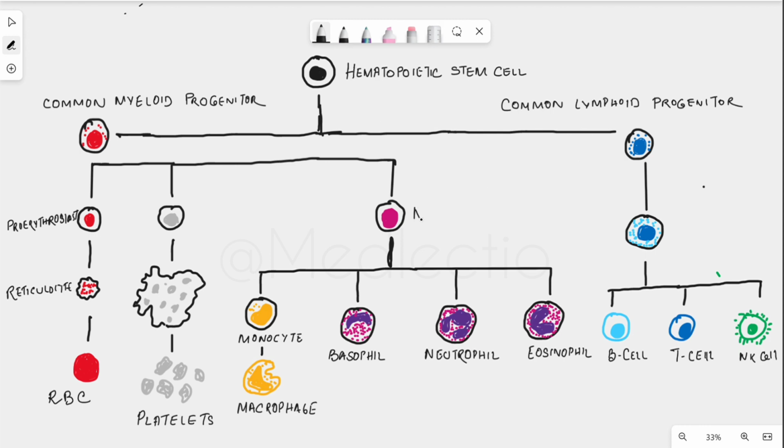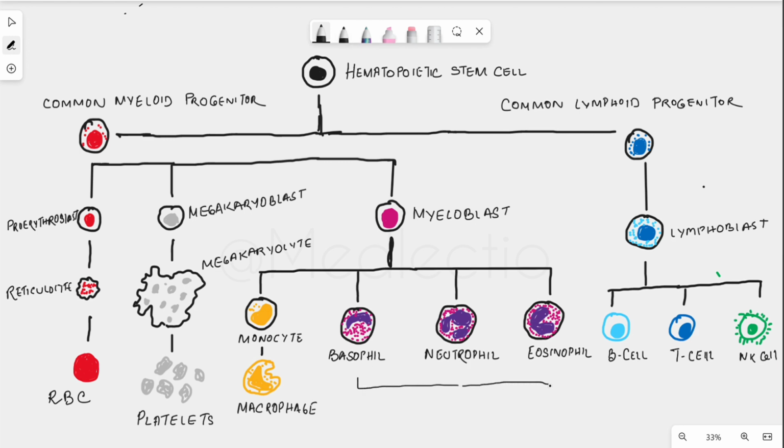And let's write down our names. That is our myeloblast, and this is our megakaryoblast, then megakaryocyte. Okay, then it is our lymphoblast. Okay, these three, eosinophil, basophil and neutrophil, are called granulocytes, and monocyte and lymphocyte are agranulocytes. Okay, remember these things.